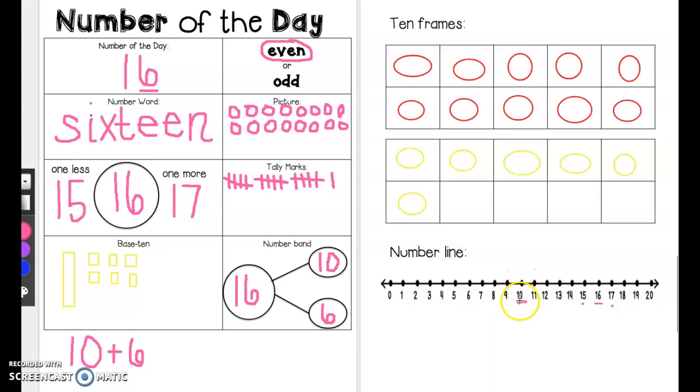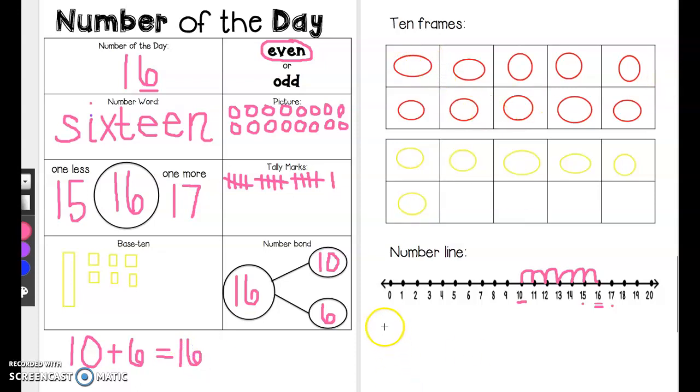Start at 10, because that's how many worms I have. And then I'm going to hop 6 times. 1, 2, 3, 4, 5, 6. And then where did I stop? 16. So how many worms do we have altogether? We have 16 worms, don't we? Same thing, I could use my 10 frame to help me as well.